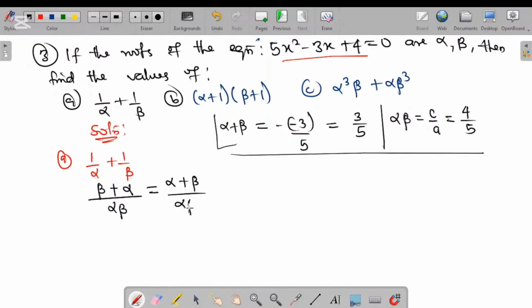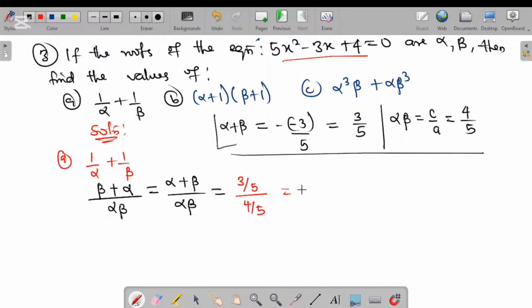Because this is addition, you can turn it the other way and it will still be the same thing. And then you are done. What is your alpha plus beta? You already have it here, so you just substitute. My alpha plus beta is 3 over 5, all over my alpha beta, which is 4 over 5.